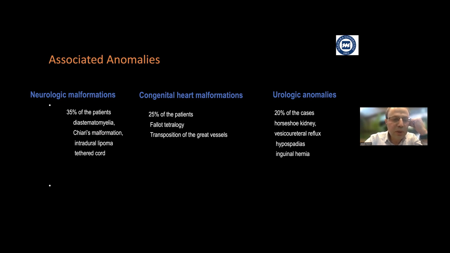Most of them are neurological malformations, and 35% of these patients have diastematomyelia or Chiari malformation, or intradural lipoma, or tethered cord. Sometimes the associated anomalies are congenital heart malformations. We can see them in 25% of the patients, such as tetralogy of Fallot and transposition of the great vessels. And sometimes urological anomalies, in 20% of cases: horseshoe kidney, vesicoureteral reflux, hypospadias, and inguinal hernia.